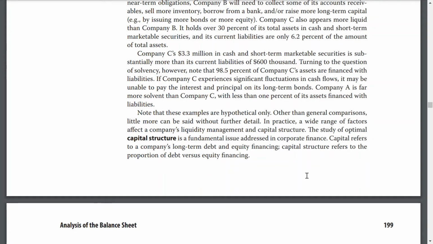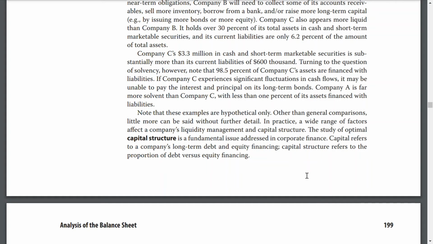Turning to the question of solvency, however, note that 98.5% of Company C's assets are financed with liabilities. If Company C experiences significant fluctuations in cash flows, it may be unable to pay the interest and principal on its long-term bonds. Company A is far more solvent than Company C, with less than 1% of its assets financed with liabilities. Note that these examples are hypothetical only. Other than general comparisons, little more can be said without further detail.